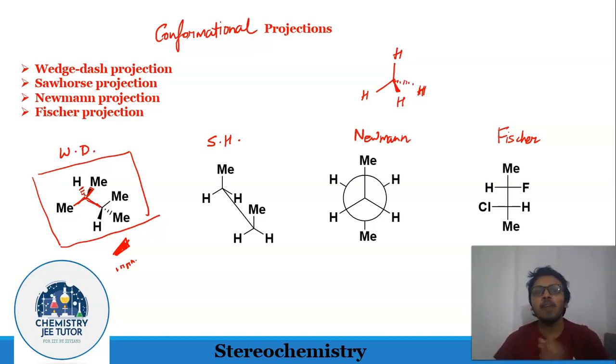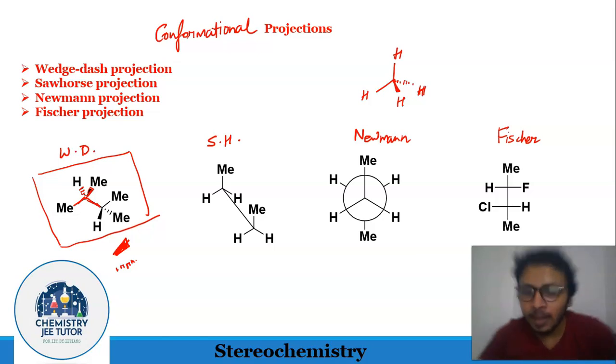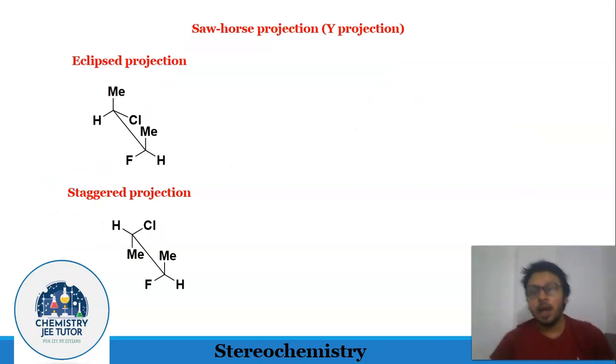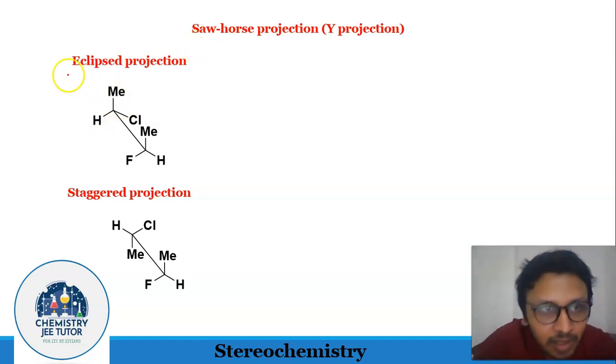This is simply a wedge dash projection. Okay. Let us get to the second kind of projection, which is a Sawhorse projection. A Sawhorse projection is often depicted as a Y projection. Why is it Y? Suppose I draw this. I will come to what is eclipse projection and what is staggered projection. How can I draw this?